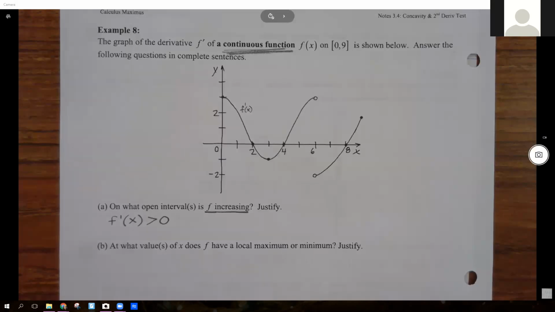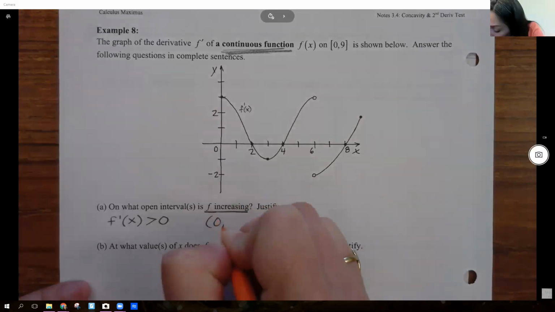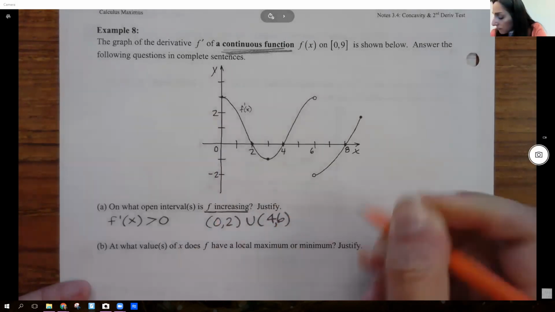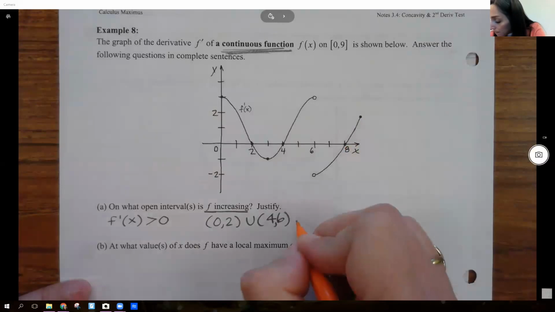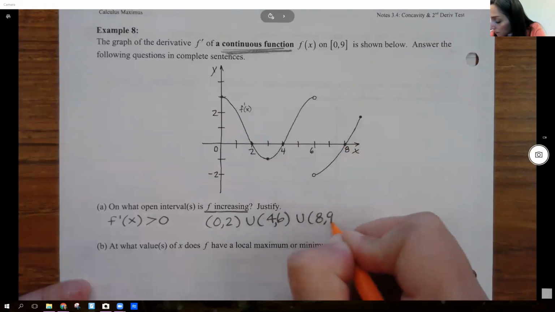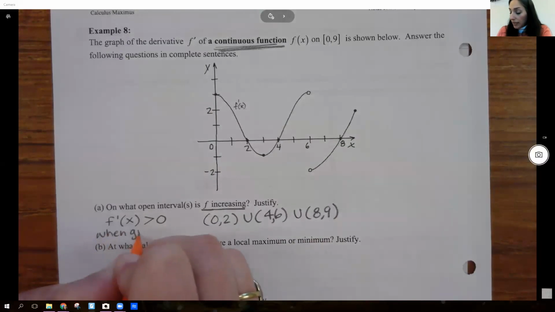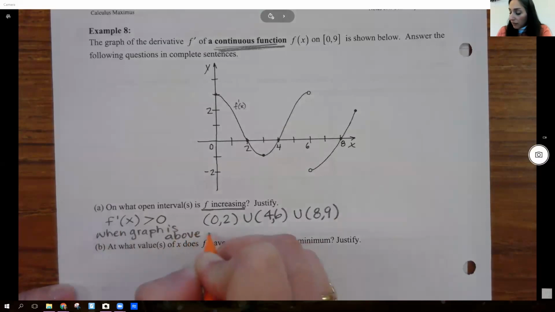Between 0 and 2. Yep. And 4 and 6. And 8 and 9. Yep. So this is when the graph is above the x-axis. That's how we get this.